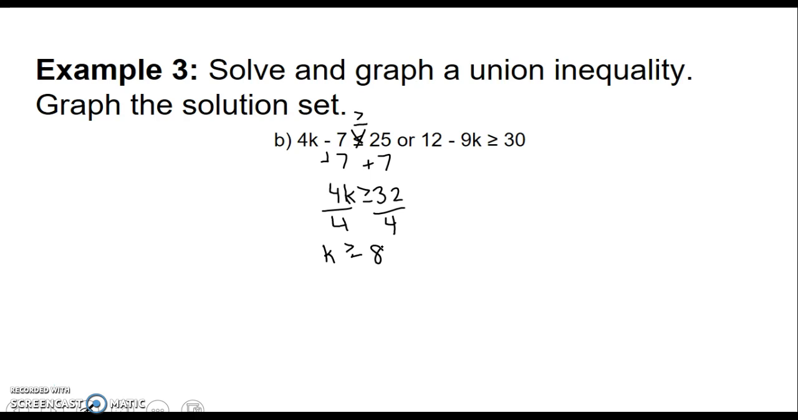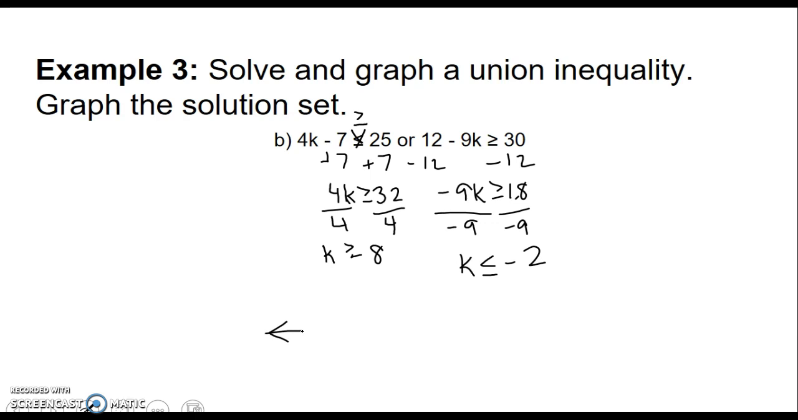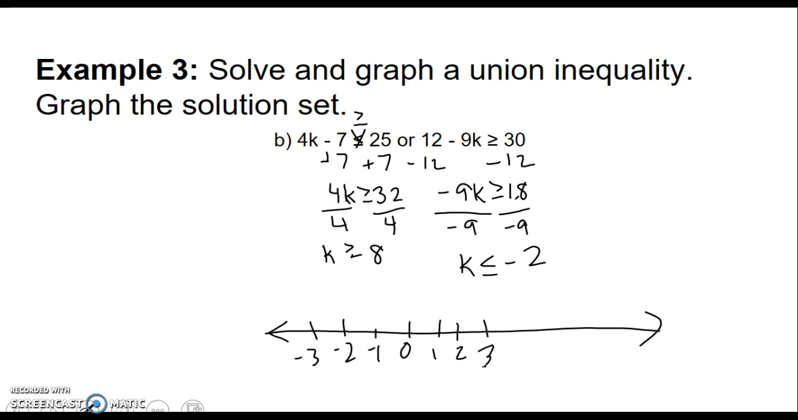On the other inequality, I'm going to get k by itself. So first I've got to subtract 12 from each side. I get negative 9k is greater than or equal to 18. Now to get k by itself, I've got to divide by negative 9. What happens when we divide by a negative? Well, that sign's going to flip. So I get k is less than or equal to negative 2. All right, so now on my number line, I've got to go from negative 2 all the way up to 8, and see if I can even fit all these numbers there.